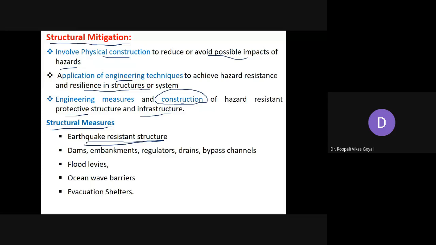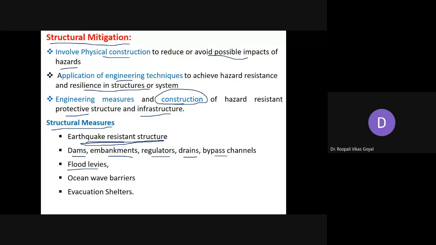This is a very essential part, and it has to be followed, generally when it is a disaster prone region, particularly from the earthquake point of view, then it should be properly followed by that particular authority. Next is construction of dam, then embankment, regulator, drain, bypass channel, flood levees. These are all measures which can be applied for flood mitigation. Flood is a very common disaster which is observed every year in India and all across the world also.